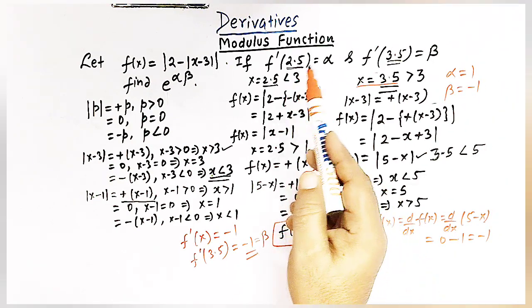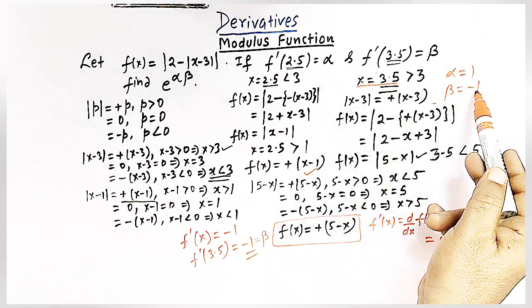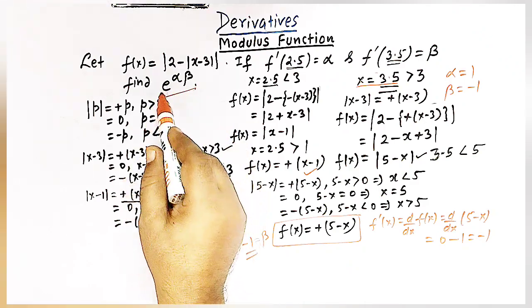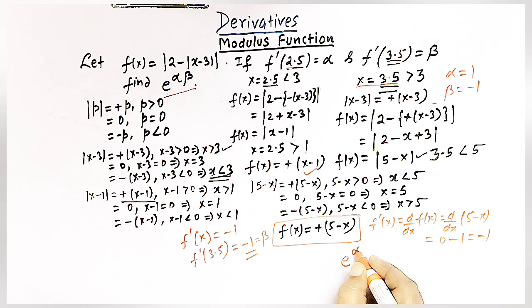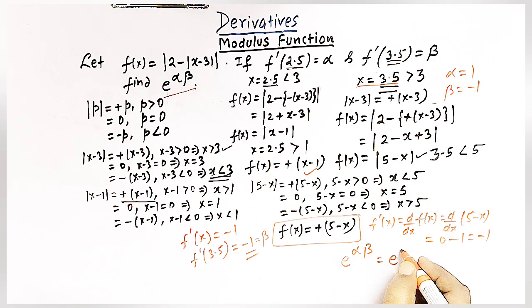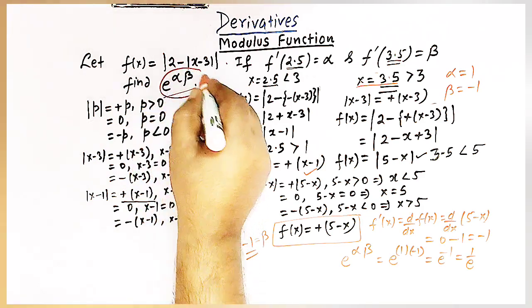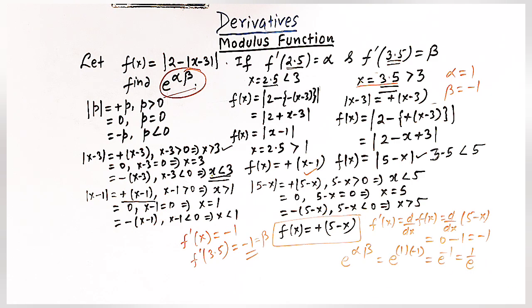So now we have the values of alpha and beta. Alpha is 1, beta is equal to minus 1. So we can now easily find out the value of e raised to alpha times beta, and e raised to alpha times beta is given by e raised to 1 times minus 1, and this is e raised to minus 1, so this is 1 over e, right? So the value of this expression, that is e raised to alpha beta, is equal to 1 over e.